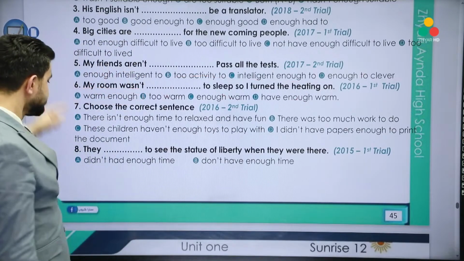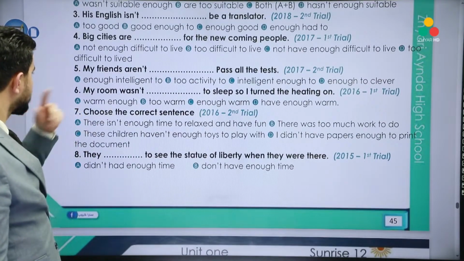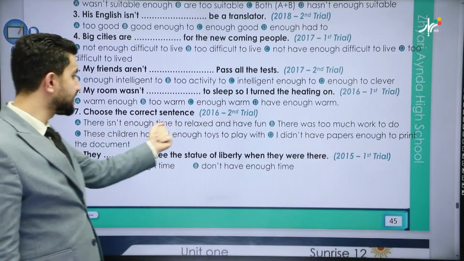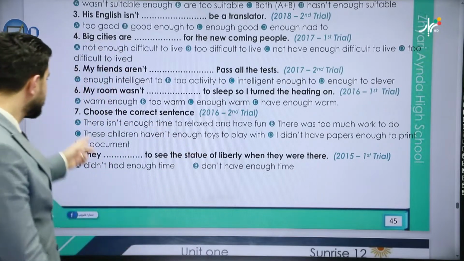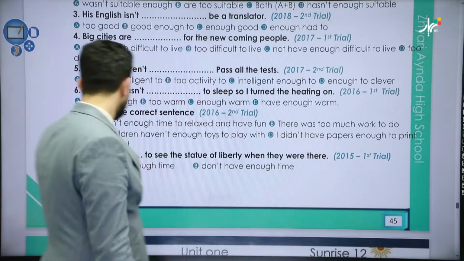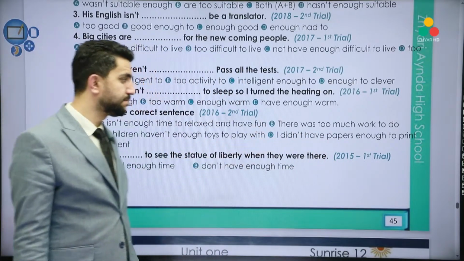Okay? Number 4. Number 7. Choose the correct sentence. Which one do you think is correct here? There isn't enough time to relax and have fun. There was too much work to do. These children haven't enough toys to play with. I didn't have papers enough.